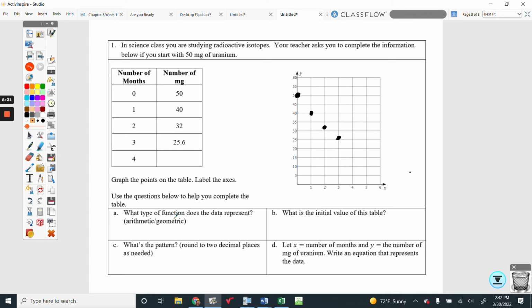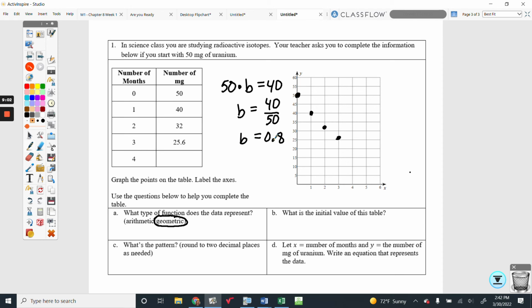Okay? So what am I doing? What type of function does this represent? This is geometric, because I'm not subtracting the same number every time. Therefore, it's not going to be arithmetic. It's also going to curve. Okay? What is the pattern? So 50 times B equals 40. What is B? Well, B is going to be 40 divided by 50, or 0.8.